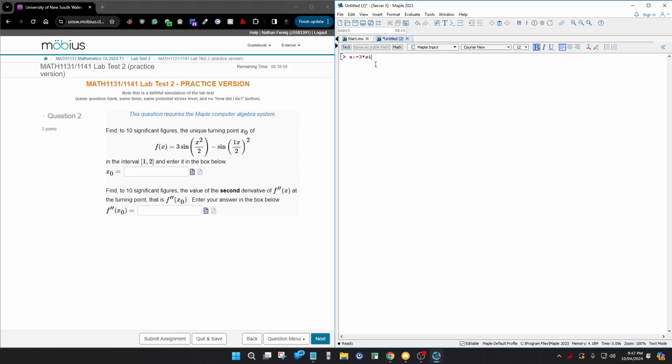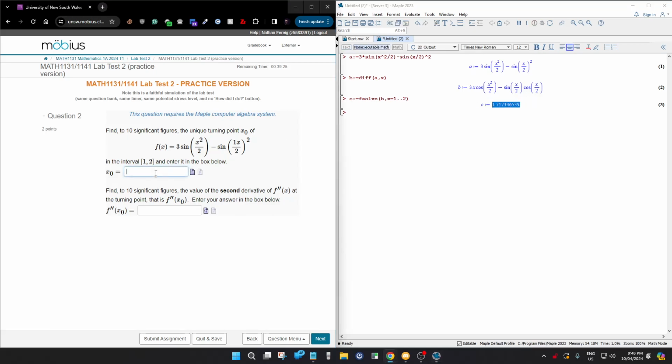A equals 3 sine x squared over 2 bracket minus sine x over 2. Cheeky 1x for there for good measure. We go 3x minus 2. Yep, looking pretty good. B equals diff A with respect to x. And we got C equals fsolve B. Oh, or not. Oh yeah, x equals 1.2. Fumbling the bag as always. That's what you can count on me for.